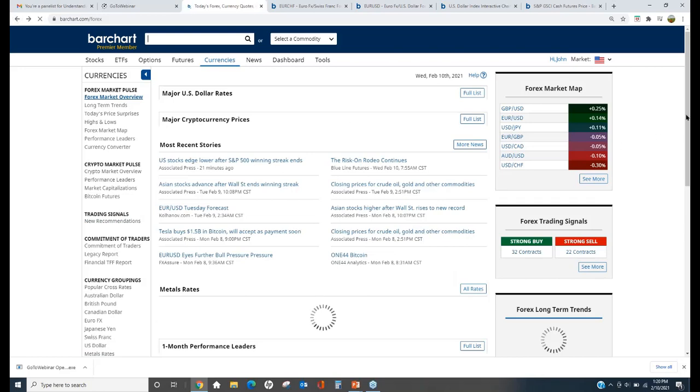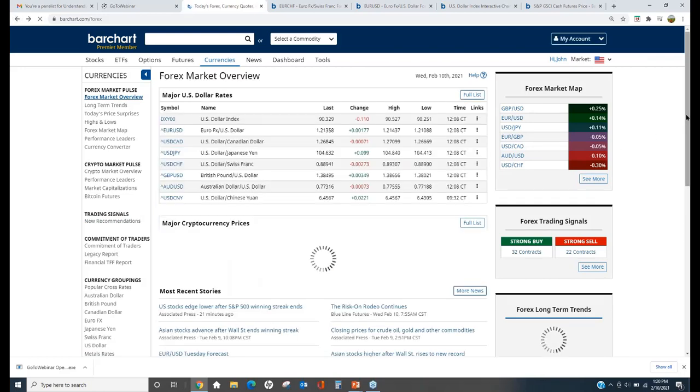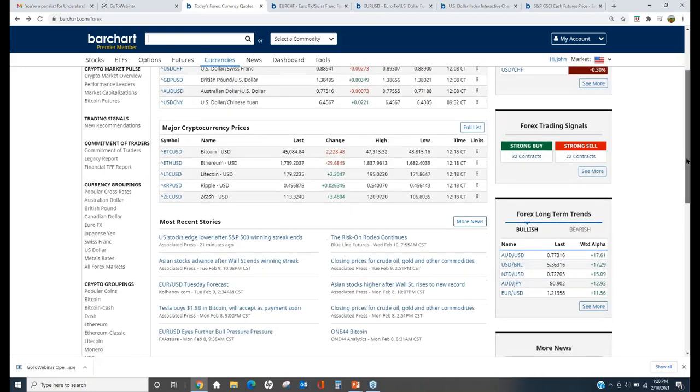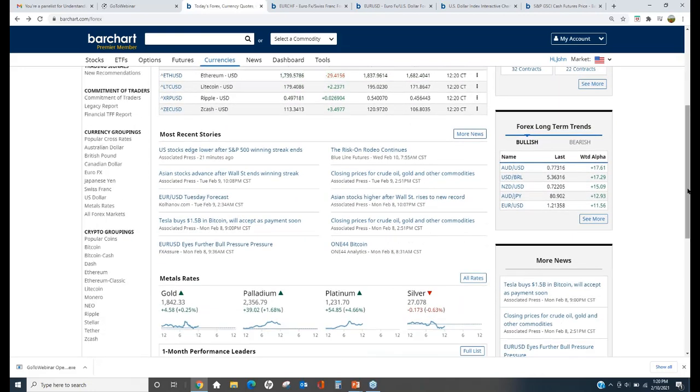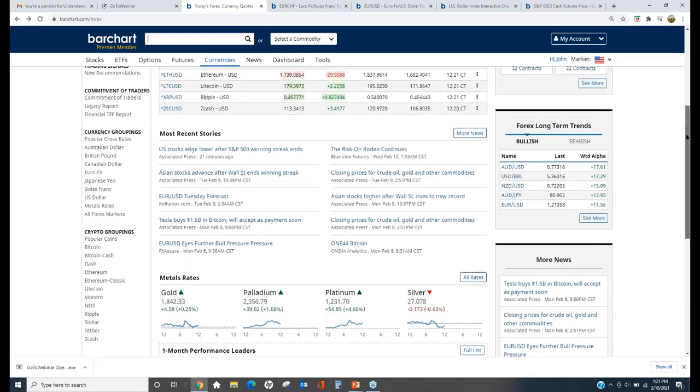Another cool feature on this page is some news stories that could be Forex related. Notice that today we do have this headline which says risk on rodeo continues. And we're going to talk about this concept of risk on when it relates to currencies. Longer term trends, bullish and bearish trends. Again, a way for you to look for some quick ideas.